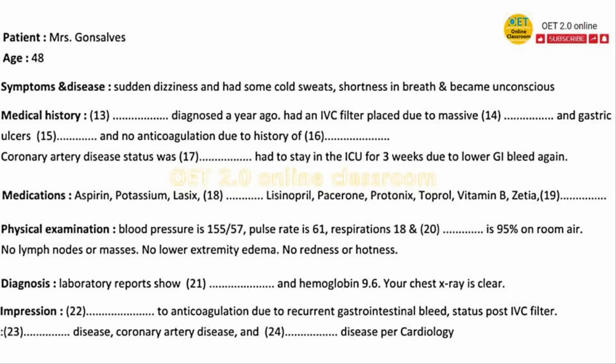You have developed pulmonary embolism with contraindication to anticoagulation due to recurrent gastrointestinal bleed. Status post-IVC filter. You have also developed mitral valve disease, coronary artery disease, and peripheral vascular disease per cardiology. No evidence of chronic thromboembolic disease per VQ scan.